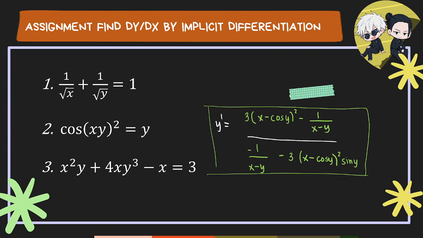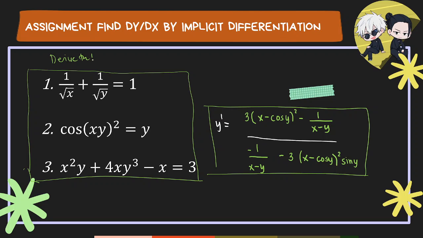Any question? So you try this one. I'll also send the PDF solution, including your assignment from the previous day. Derive this: derive the left side, then derive the right side. Then isolate y, then find y prime. That's all. Okay?